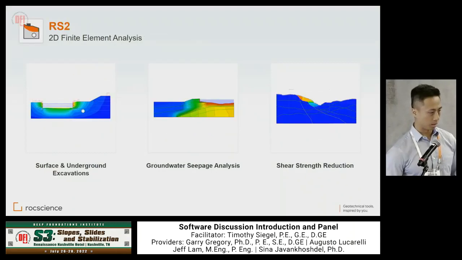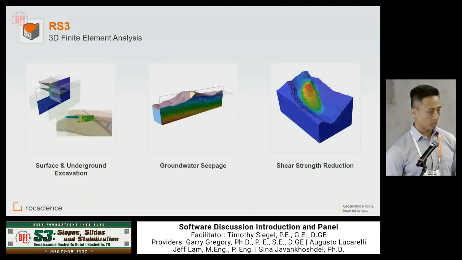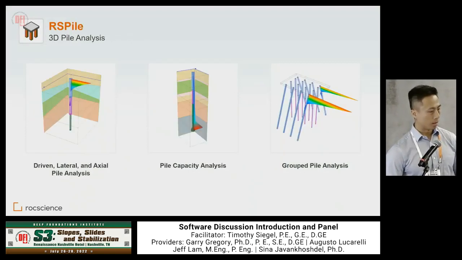Next one would be RS2. So RS2 is our 2D finite element analysis program. It's very robust, so you can do all sorts of things with it, like soil stability, excavations, settlement, whatnot. RS3 is the 3D version of that. And then RSpile is our program for driven, lateral, axial pile analysis. It also does groups. It accounts for group effects. And it also integrates with Slide 2.